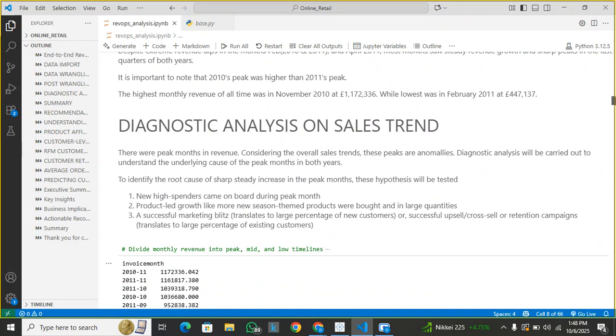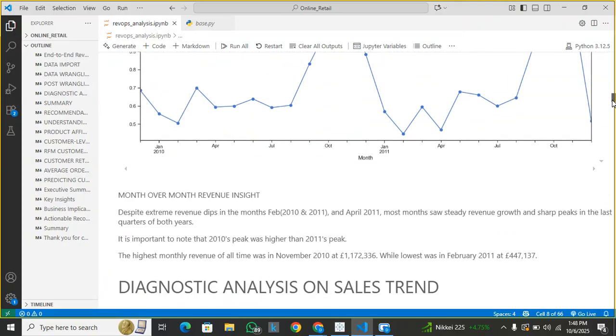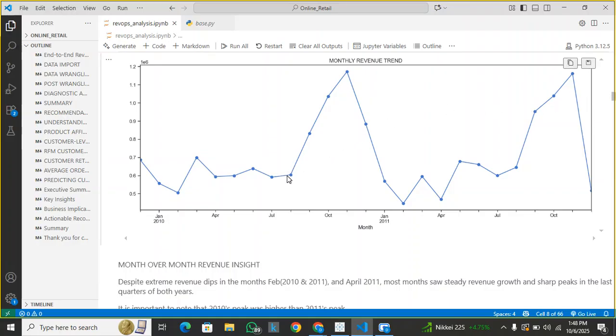three hypotheses. One being that new high spenders came on board during the peak months. We'll call these areas where the revenue experienced a spike the peak months, and we'll call these other areas the average months, and then these areas are the low months. But we'll focus on the peak months because we want to understand what happened here.